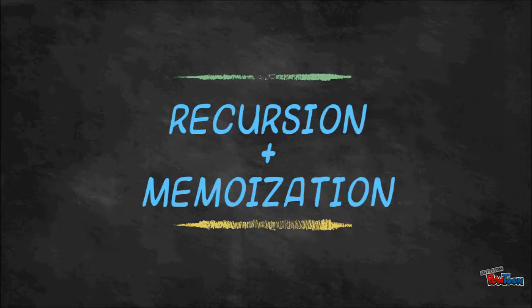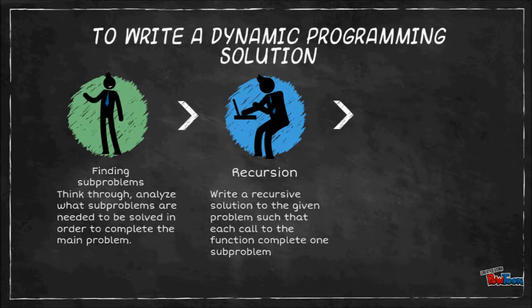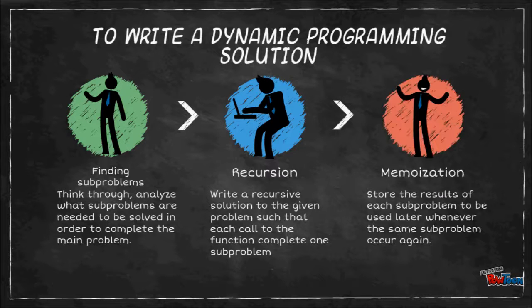Now, there are many ways to actually implement a dynamic programming solution. The most common one being recursion plus memoization approach, which is exactly what we are going to discuss in this video. The first step to write a dynamic programming solution is to find the subproblems. Finding subproblems is the most important part of any dynamic programming solution. The next step is to write a recursive solution such that each call to the function completes one subproblem. And next we have the trickier part, memoization. Memoization is to store the results of each subproblem to be used later whenever the same subproblem occurs again.